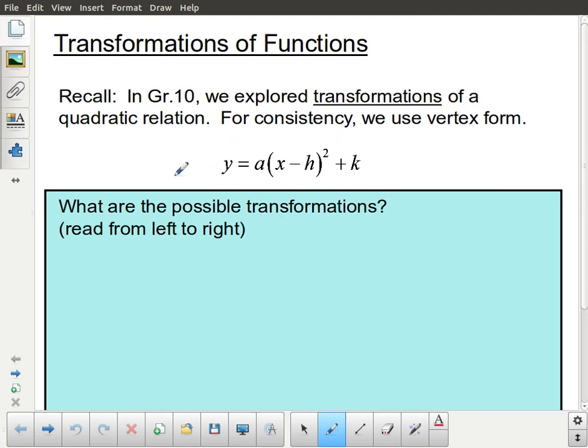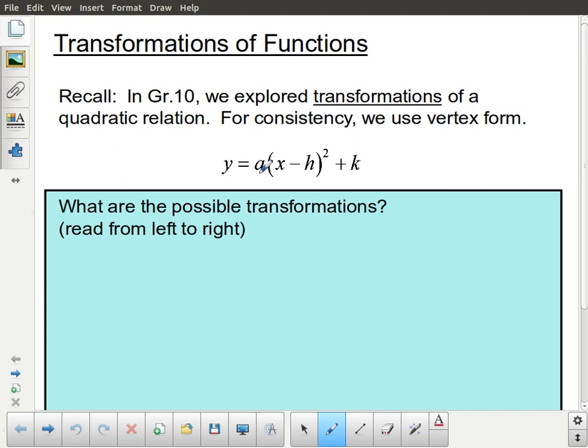In vertex form, that's the easiest way to talk about transformations because the transformation ties in directly with the vertex. So if you were presented with this generic vertex form equation of a quadratic, what are the possible transformations reading from left to right? If you become very good with and very familiar with transformations, you don't actually have to do it this way. You don't have to be constrained to reading it from left to right. But it certainly is the most straightforward way to handle it. And so that's how we're going to be focusing on it in this course.